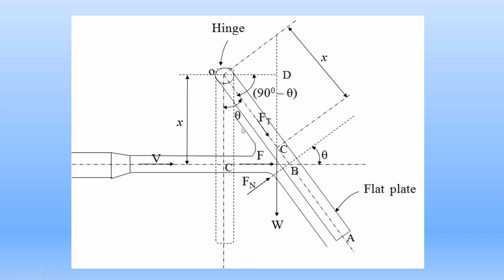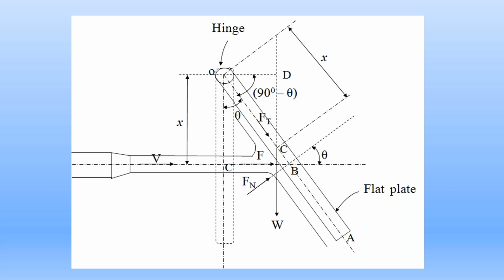We are going to prepare the equation for this angle theta. To prepare the equation for this angle theta, find out the moments of these three forces. What are those three forces? W, Fn and Ft. Find out the moments of these three forces acting on the metal plate about this hinge O. To prepare the equation for the angle theta, that is called angle of deflection of the hinged vertical metal plate.